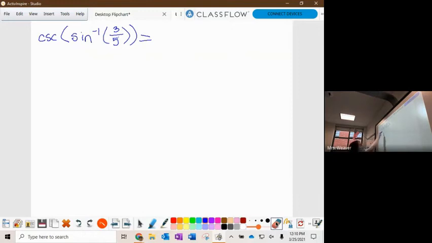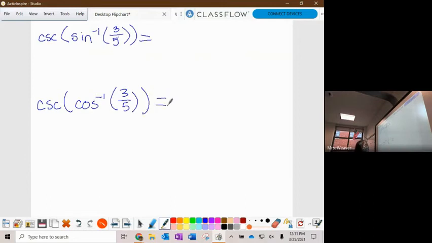Let's not do cosecant and sine, because cosecant and sine are reciprocals. So let's do this two different ways. Let's do cosecant of the angle whose sine is 3/5, and then cosecant of the angle whose cosine is 3/5. We'll talk real quickly about why I wanted to do both. First of all, that first one, cosecant of the angle whose sine is 3/5, is one of those that we can do by working smarter, not harder.